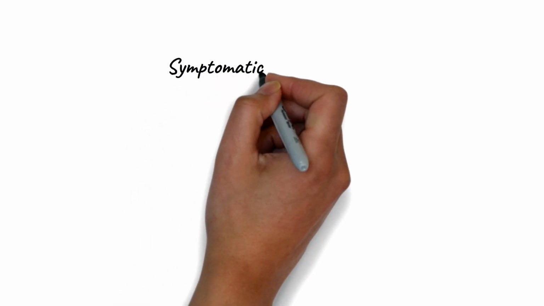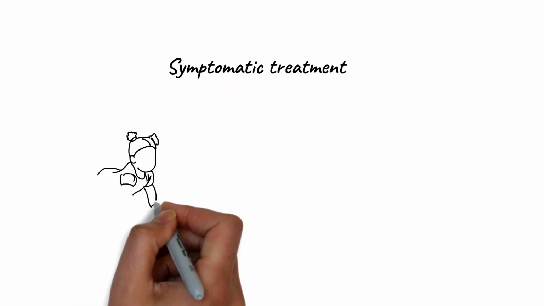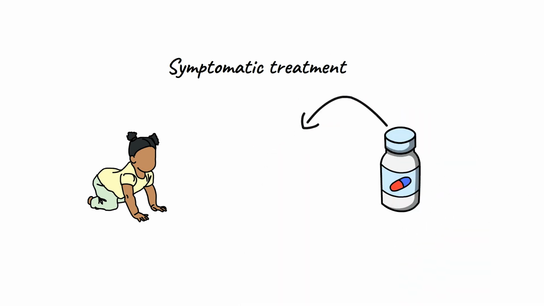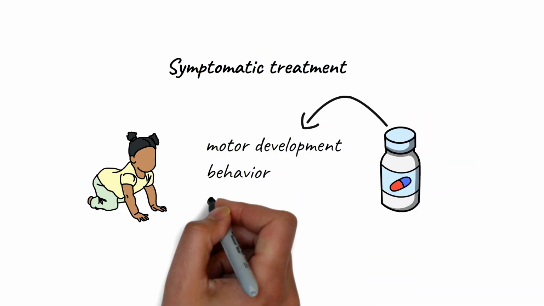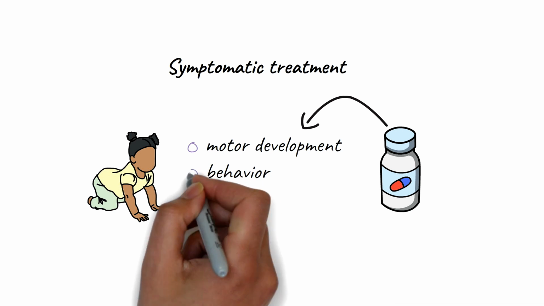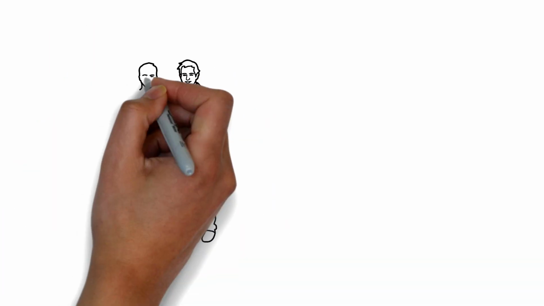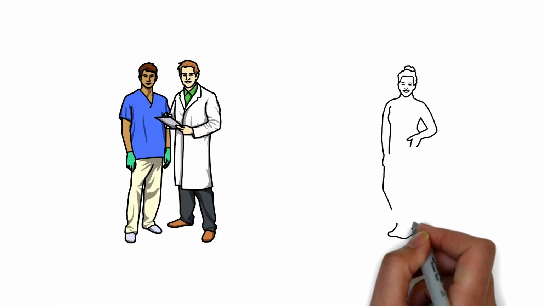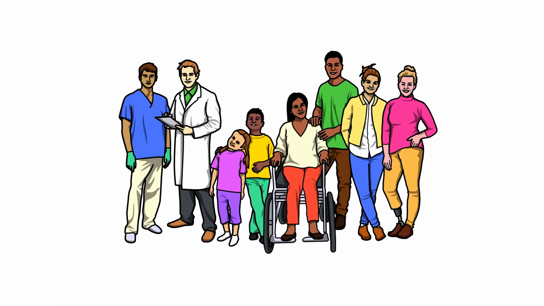Apart from treatment of seizures, therapy should also focus on managing the specific symptoms of the individual. For example, difficulties with motor development and behavior. Clinicians, patients, and their families should discuss the possible treatment options and tailor the treatment according to each patient's needs.